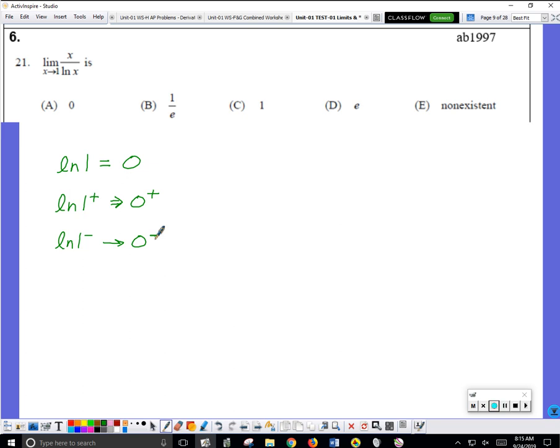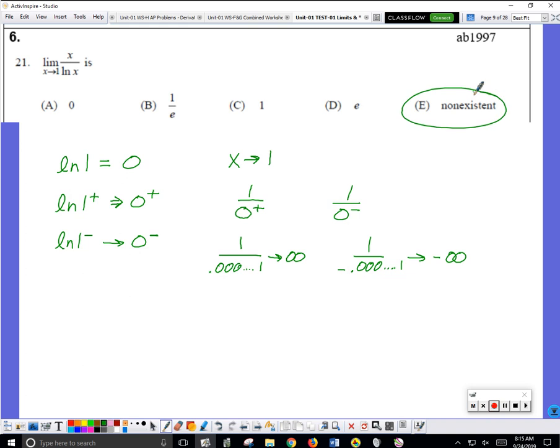So now I think, okay, if the x value is getting close to 1, well, that means the numerator is getting close to 1. So the top's getting close to 1, but the bottom's getting close to this, and the bottom's getting close to this. Well, 1 divided by a very, very small value that is positive, that value is getting close to positive infinity. This value, being negative, is getting very, very close to negative infinity. And because the left and right limits don't match, that's why the correct answer is the limit is non-existent.